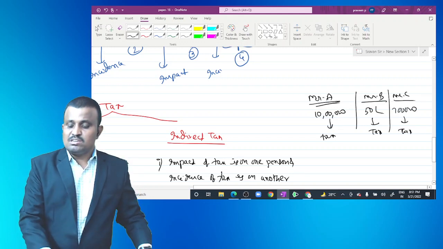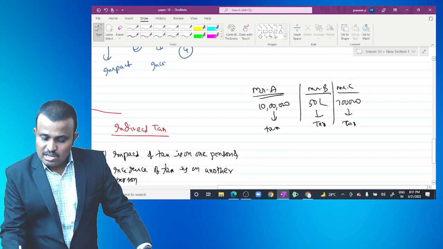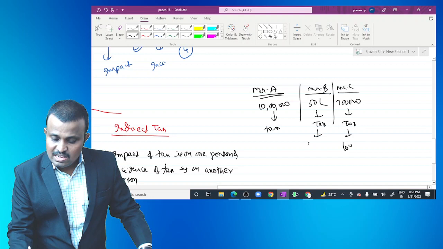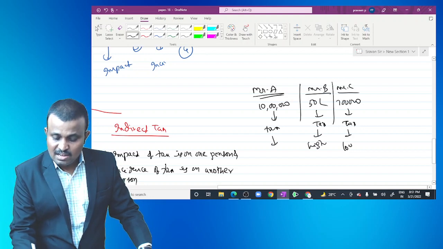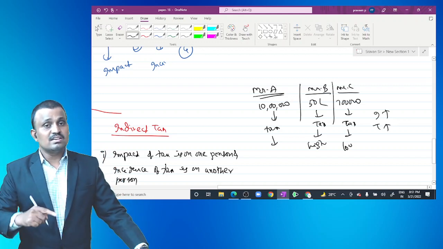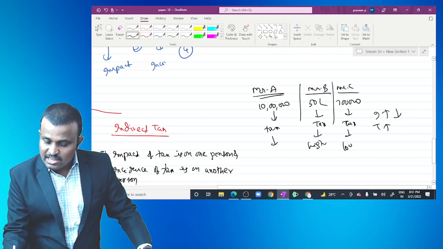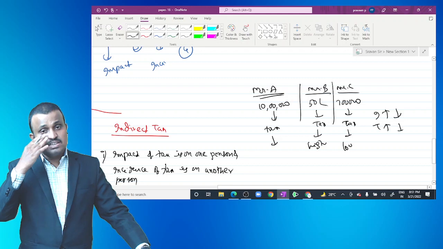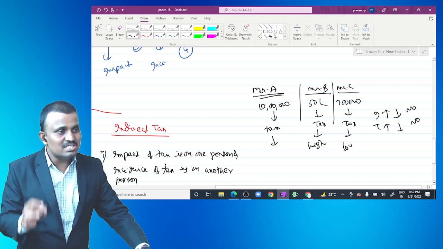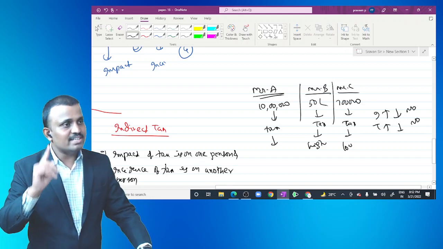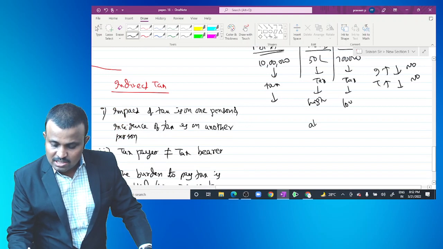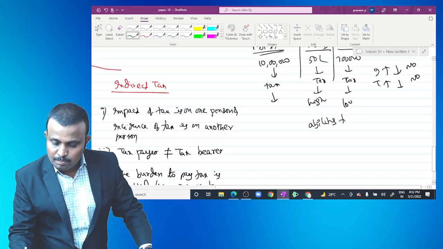So if you observe, if the person earns a low income, he pays low tax. If the person earns a high income, he pays high tax. As the income increases, the payment of tax increases. As the income decreases, the payment of tax decreases. If there is no income, there is no tax. And simply said, one point is considered while levying the tax, which we technically call what? Ability to pay.